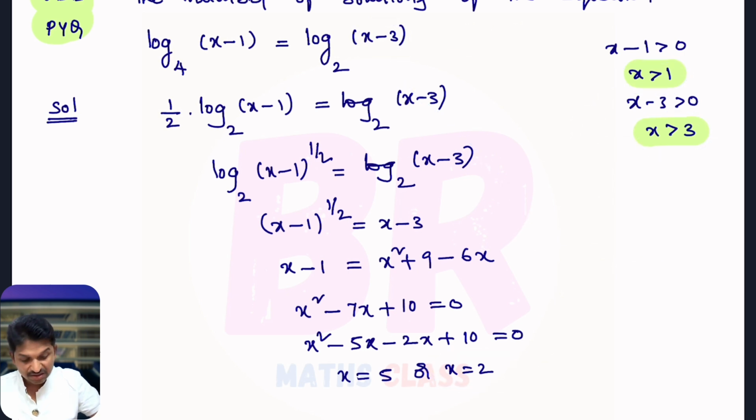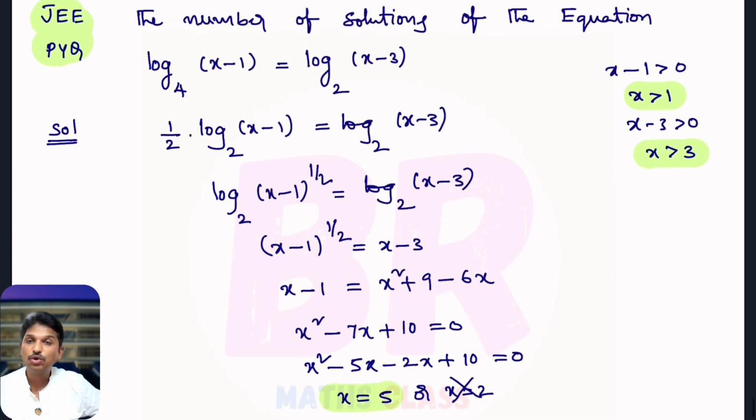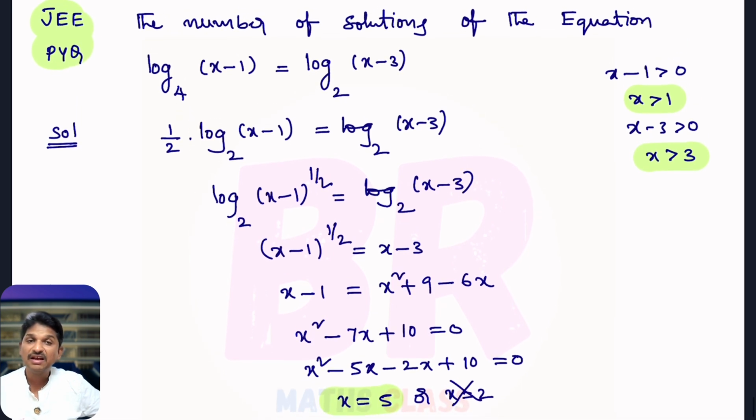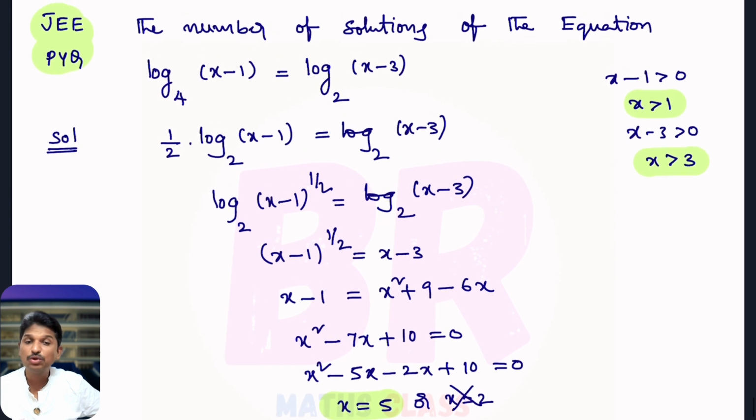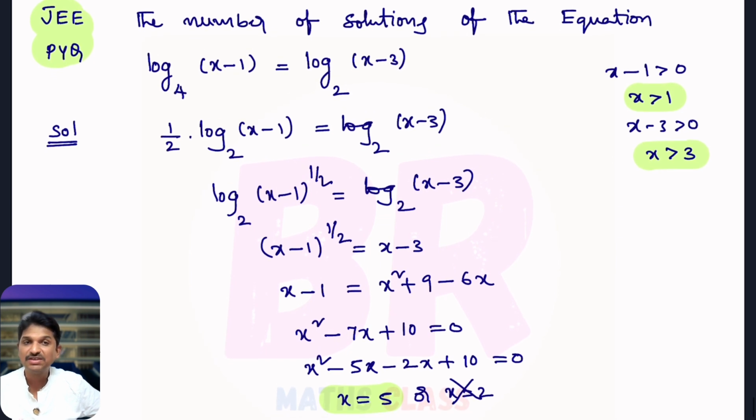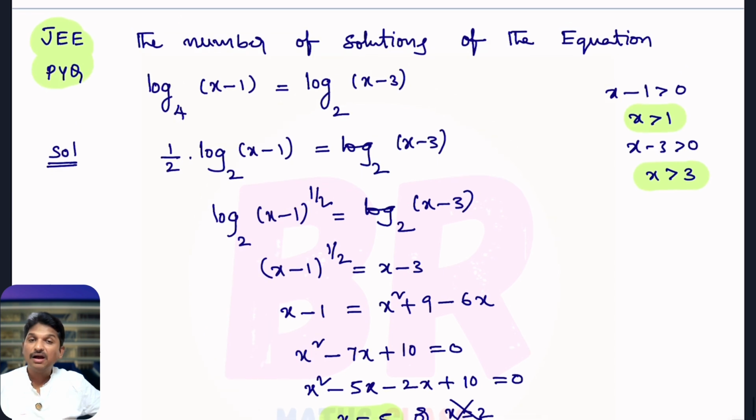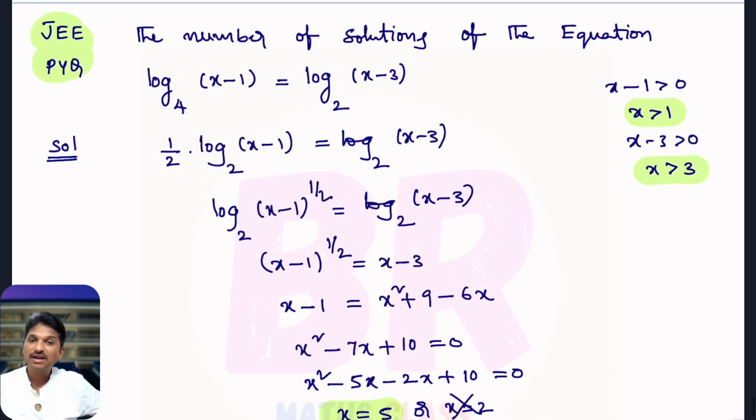So what is the solution of this equation? You see, which x value is greater than 3? This value. So x equal to 5 is the solution of the given equation. They are asking number of solutions. How many solutions are there? Only one solution is there. So number of solutions of this equation equal to 1. I hope you understand this solution.